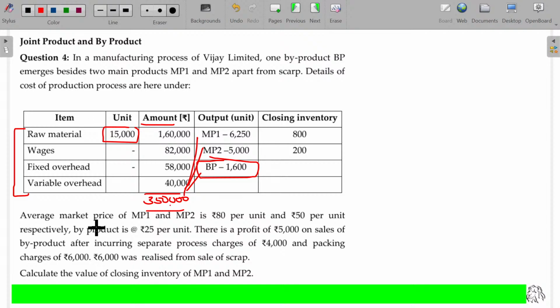Now, the average market price of MP1 and MP2 being 80 and 50. The sale price of this one being 80, the sale price of this one being 50. Byproduct is 25. This will be saleable at rupees 25 only. Clear? Okay, 3 lakhs 40. This value being 3 lakhs 40.